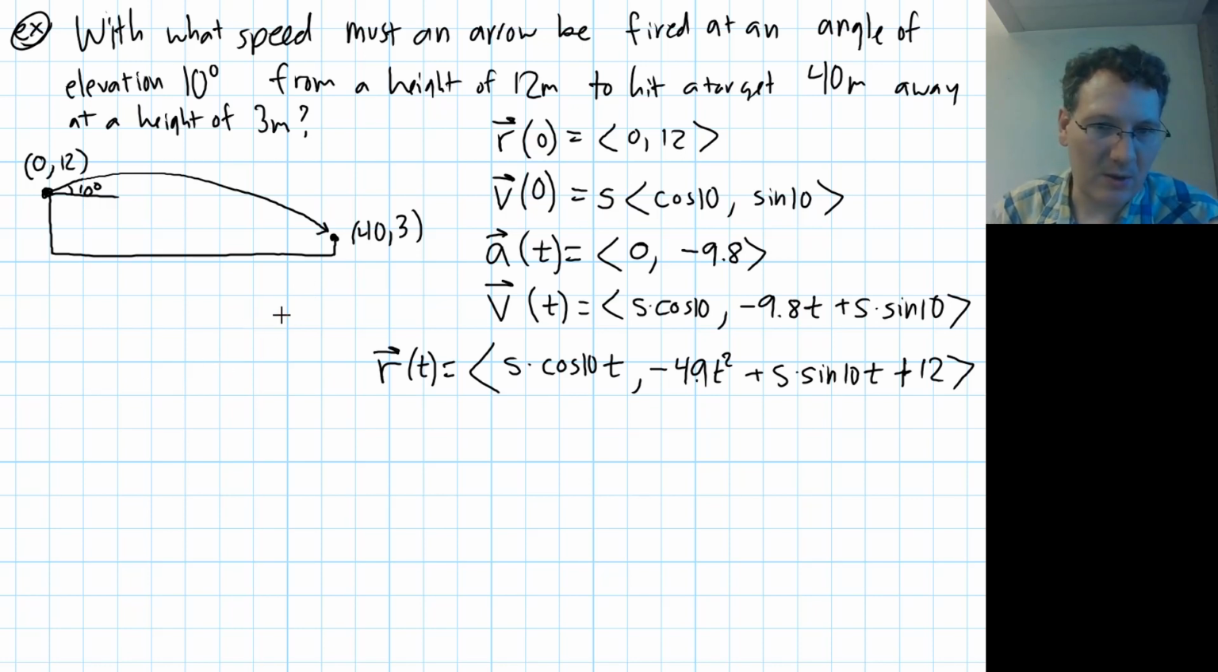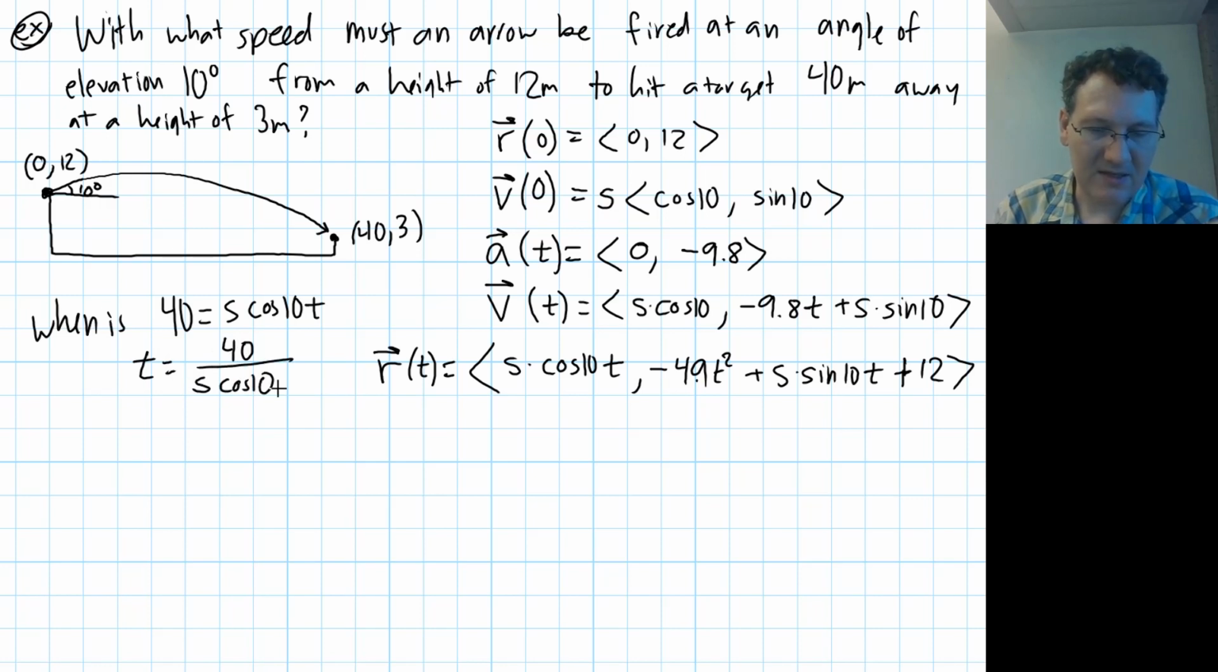And so my goal is I want this thing to, well, let's see, when is this going to reach 40 units across? When is 40 equal to s cosine 10 of t? Well, t is going to be 40 over s cosine of 10, whatever that is. Well, okay. So what I want then is to solve this thing by plugging in 40 over s cosine 10 in for t.